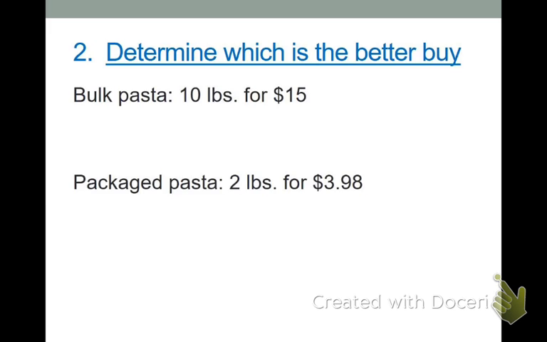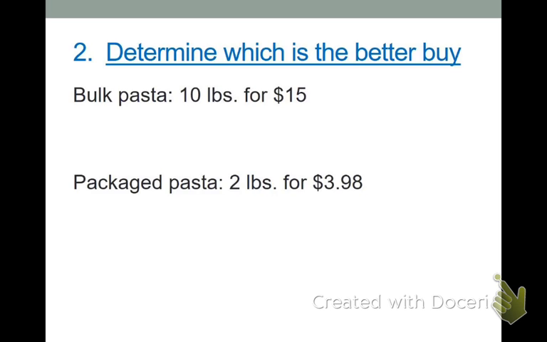For number 2, it says determine which one is the better buy. So let's say that I go to a place that sells things in bulk. What's a store that sells things in bulk? Sam's Club and Costco. Okay, Costco is my personal favorite for sure.